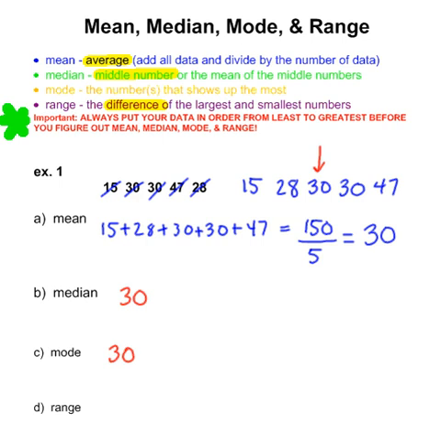Range is the difference of the largest and smallest numbers. The largest number is 47. The smallest number is 15. So I'm going to take both of those, write the largest first, and subtract the smallest number from it.